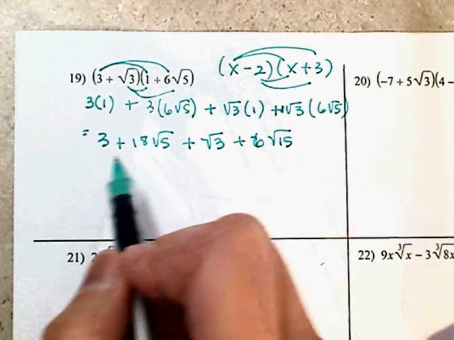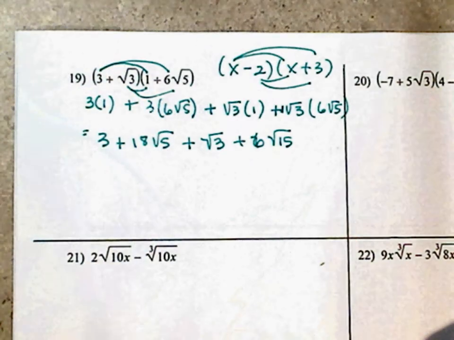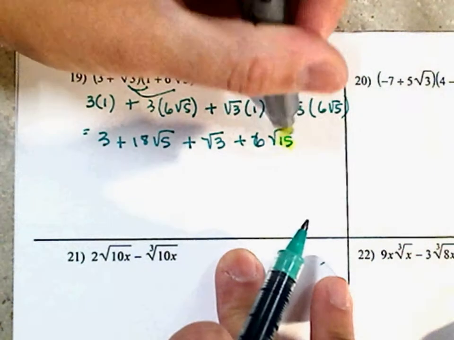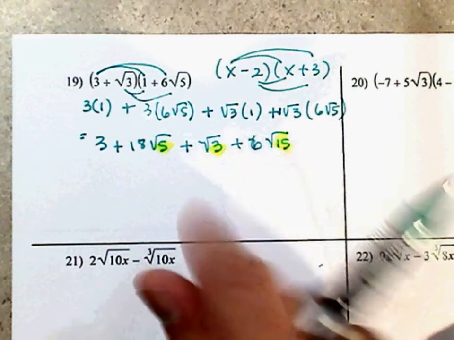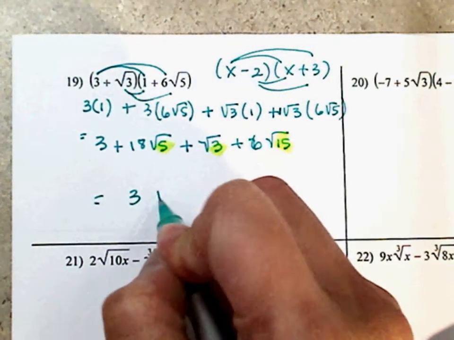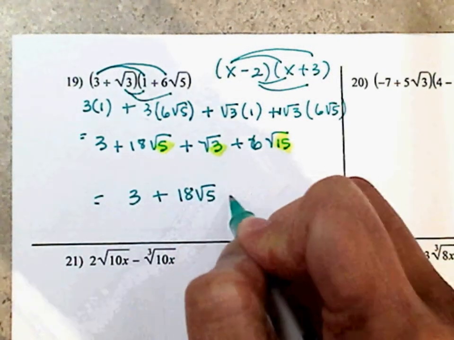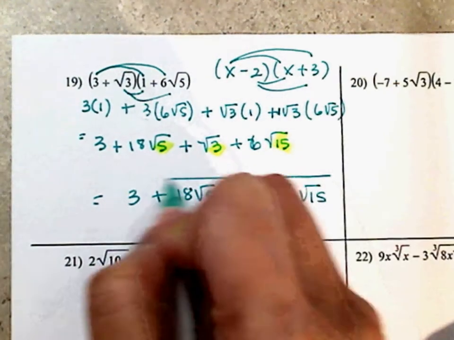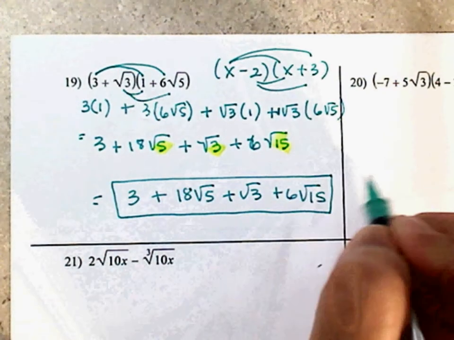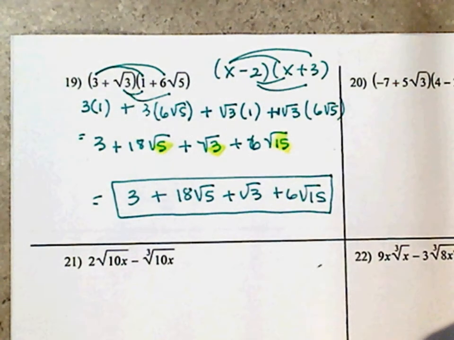All right. Now if you take a look, your radicals, your radicand has to be the same. I cannot simplify any of these. Your roots are the same, but I cannot simplify them, so your answer is 3 plus 18 square roots of 5 plus square roots of 3 plus 6 square roots of 15. No need to do plus and minuses because you're combining like terms.